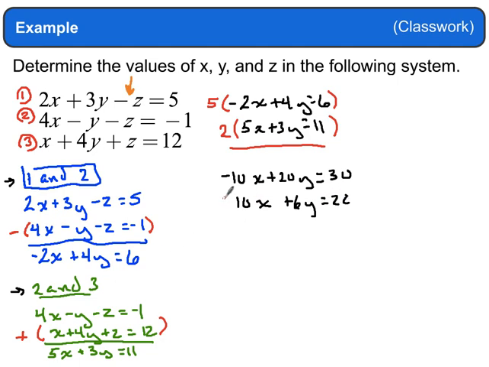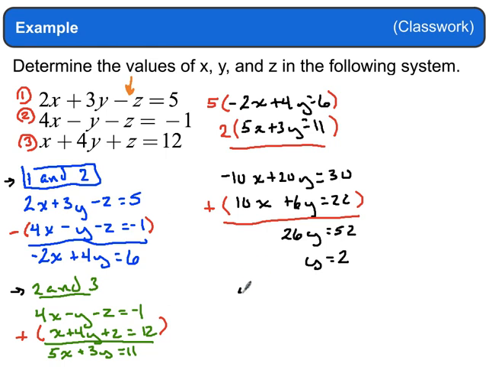Now, with that being the case, I am going to add these 2 columns together because my 10s are opposites. That's going to eliminate the x's, so that would be 0x, and then 20y plus 6y is 26y. And then 30 plus 22 is equal to 52. We'll divide both sides by 26, and y will equal 2. So now that we have the y variable, we're going to plug back into the x. We can use either one of these equations that we want. I'll choose the second one.